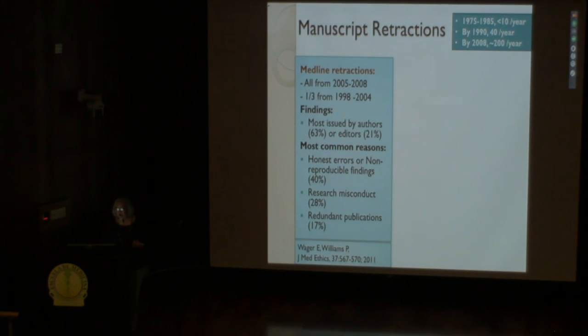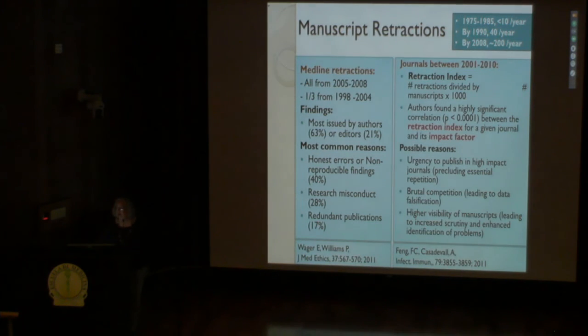One article looked at all the Medline retractions from a period of 3 years, and they found that most were issued by the author. The author in itself was the one requesting the retraction, or by editors. The most common reasons were honest errors or non-reproducible findings, research misconduct, and less so redundant publications. Another article looked at journals between 2001 and 2010, and they even devised a retraction index score.